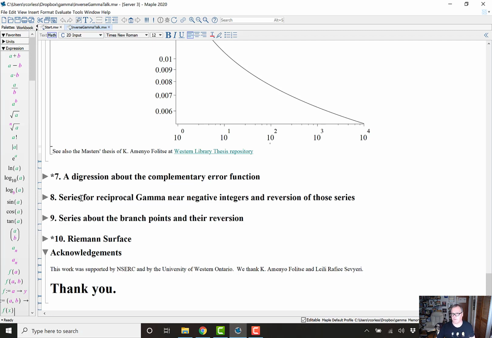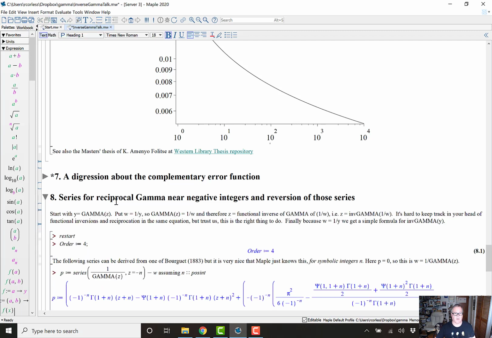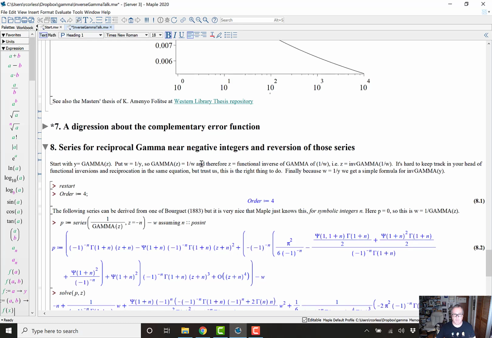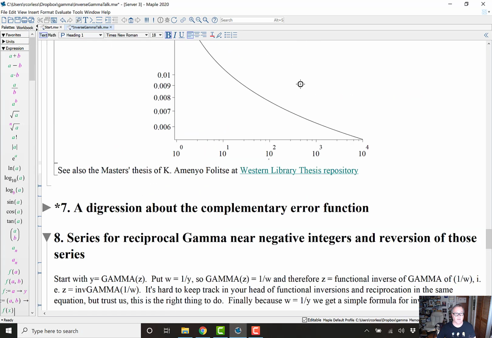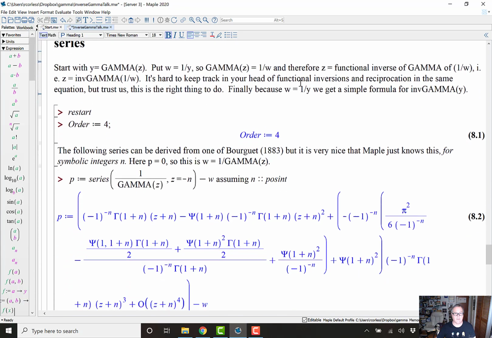How do we deal with the other branches? Well, one thing is to look at the series for the reciprocal gamma near negative integers and revert those series. Those will give us a bunch of approximations valid near the poles, the flipped over, horizontal poles, of the functional inverse of gamma. It's hard to keep track of reciprocals and functional inverse in the same thing, but trust us, this works very nicely. Maybe I can increase the size of this a little bit. We'll work to fourth order.